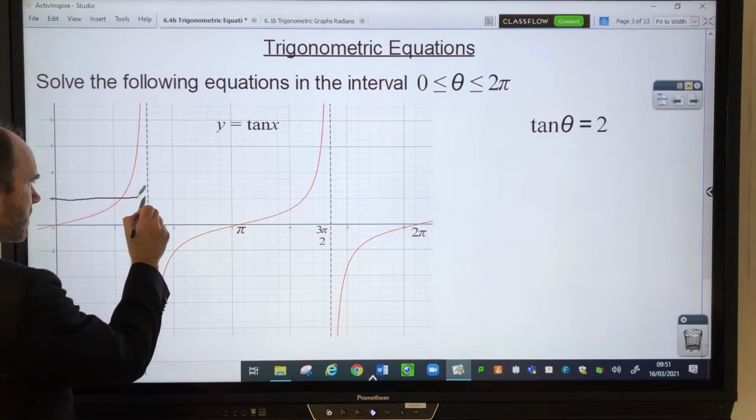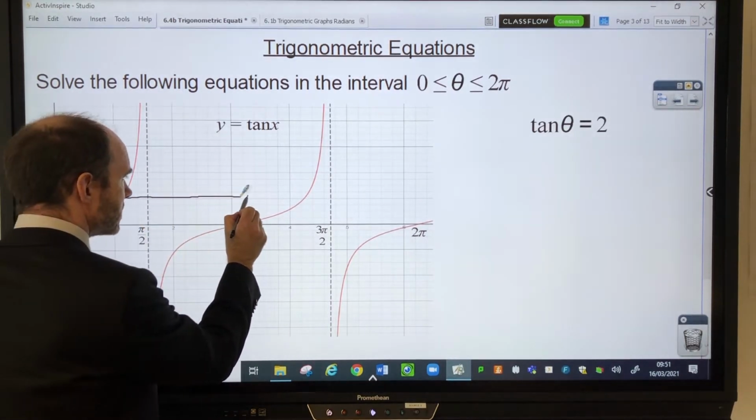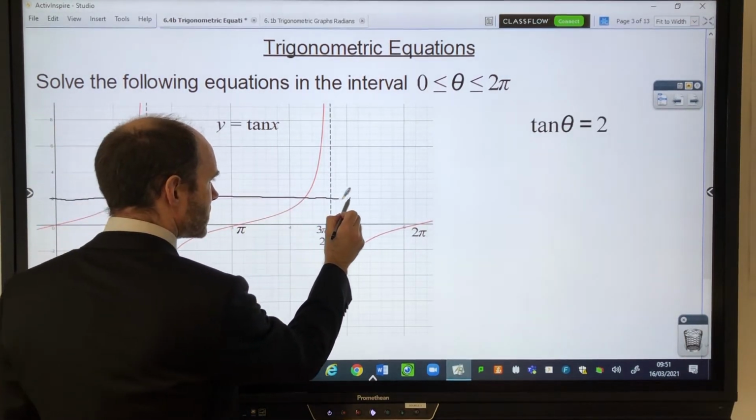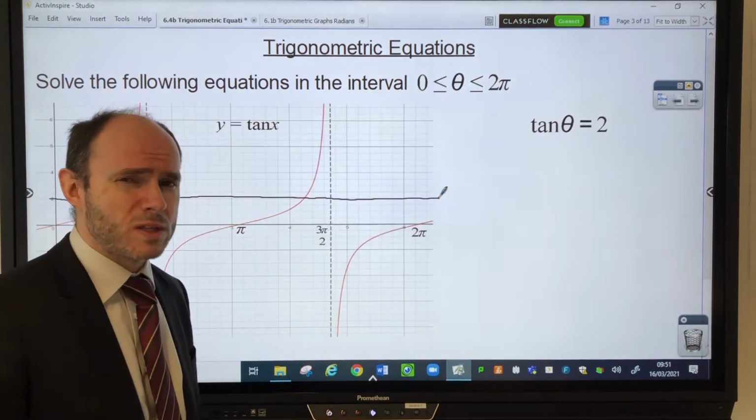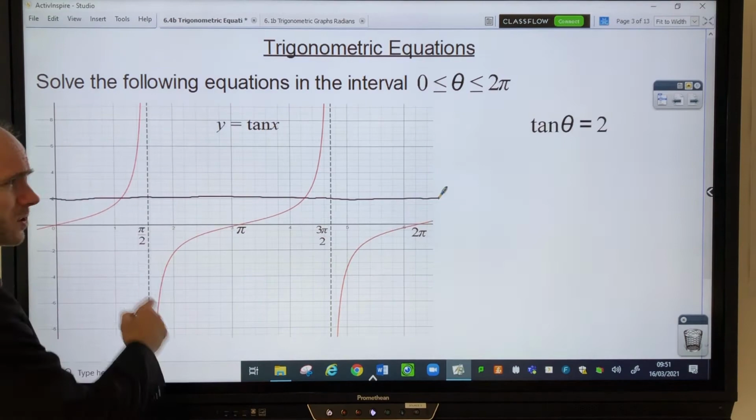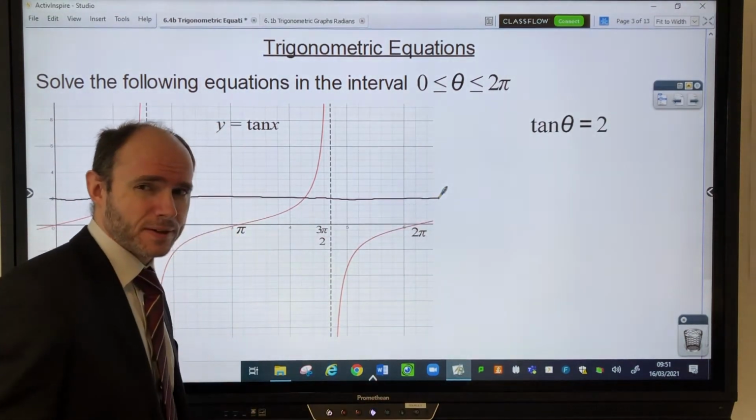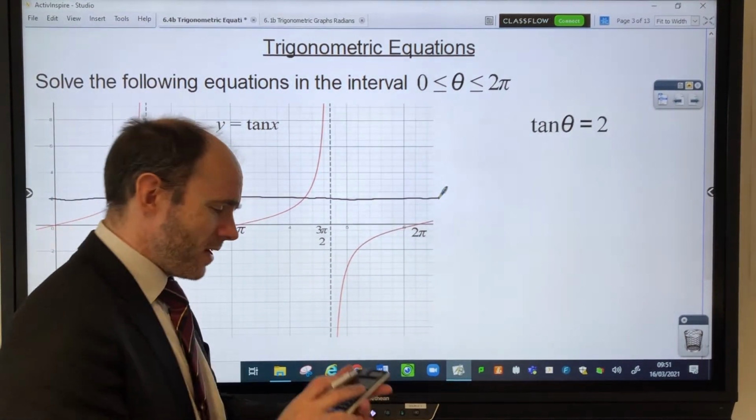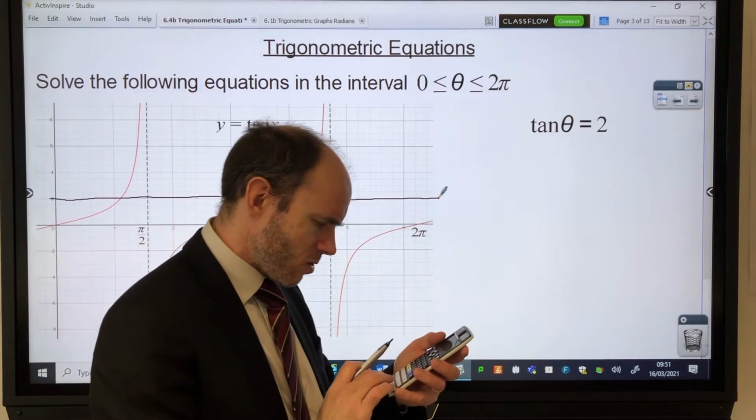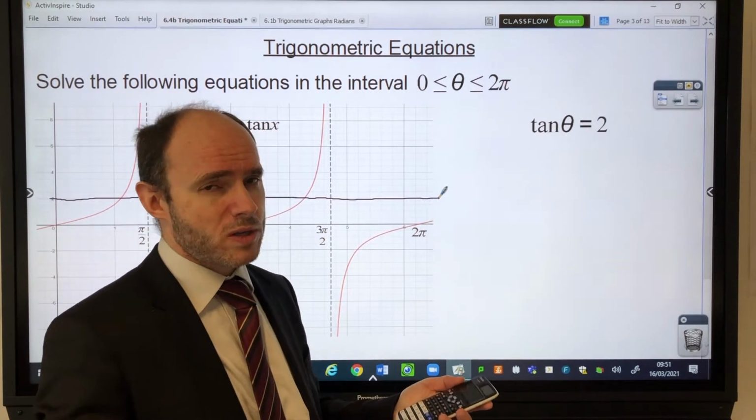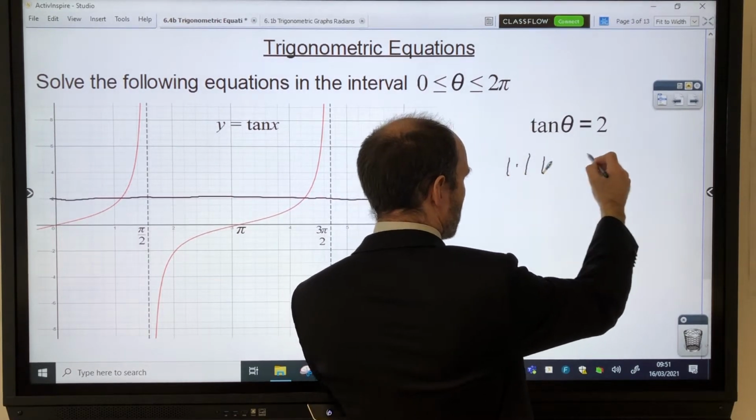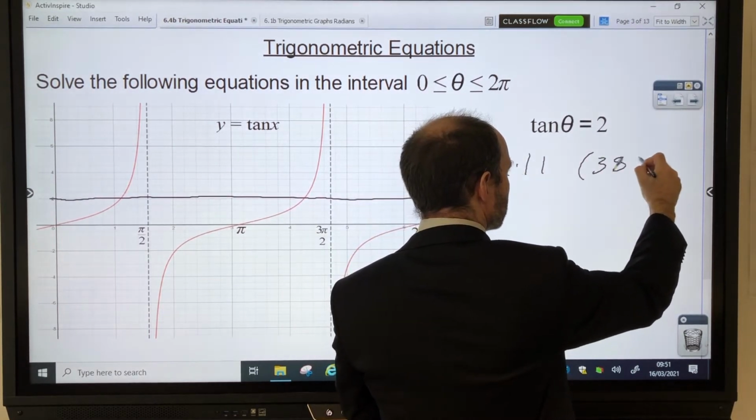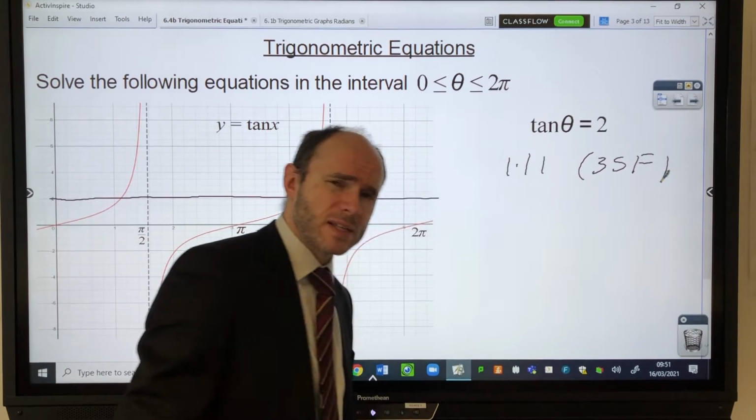Now, unlike sine and cosine, the values of tan theta will just increase up and up and up towards infinity. So you can do the inverse tan of 2, no problem. Let's just do that on our calculator. Inverse tan of 2 gives me 1.107. So that's my first answer. I'm going to put 1.11, 3 significant figures.